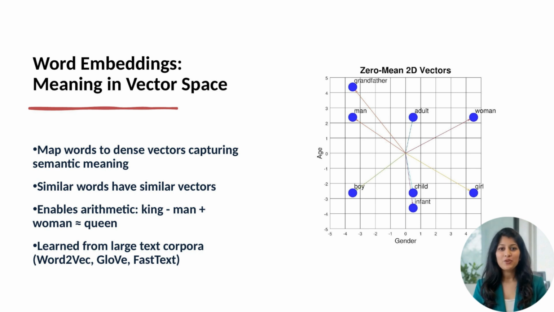The famous example: king - man + woman = queen. This works because embeddings capture the abstract relationship male to female royalty. Similarly, Paris - France + Italy approximately equals Rome, capturing capital-of-country relationships. These patterns weren't explicitly programmed. They emerge from learning on massive text data.